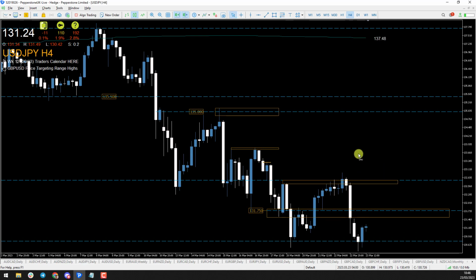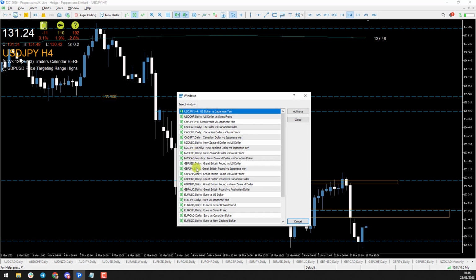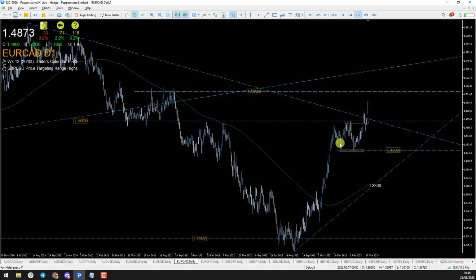Looks like price is going to pull back here now. I'm going to leave it there, eyeing up EURCAD potential upside in the market. Price could end up going to the range highs here at the 1.5050.